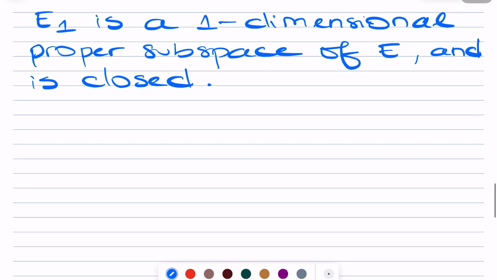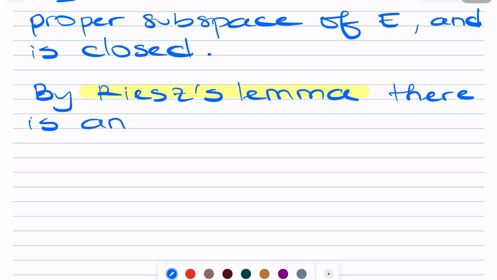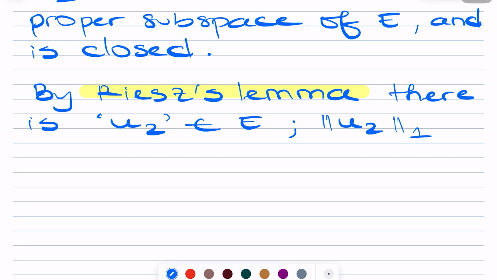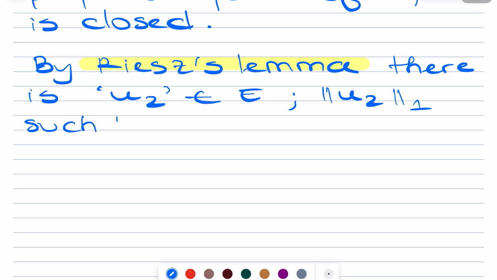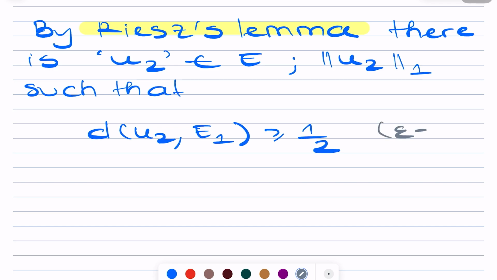So by the Riesz lemma that we just proved, there is, let's say, u2 in E with norm 1, such that the distance of u2 to the set E1 is greater or equal than 1 over 2, right? So I just use epsilon to be 1 over 2 in the Riesz lemma.